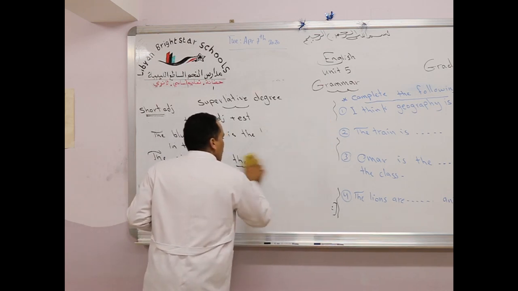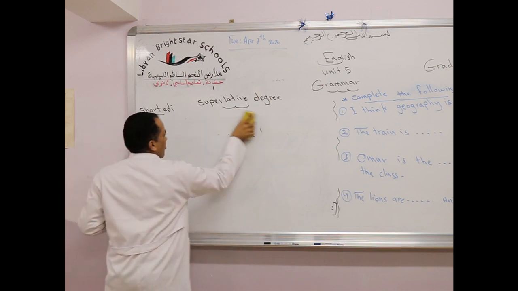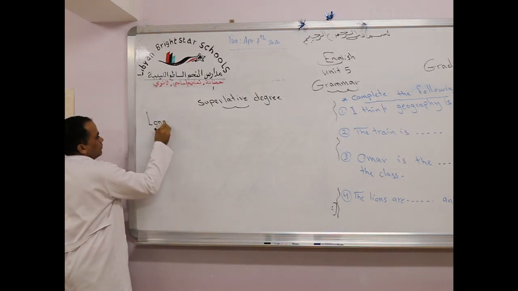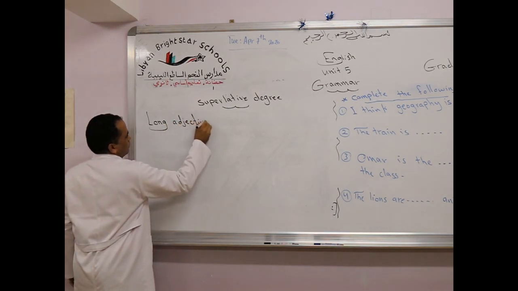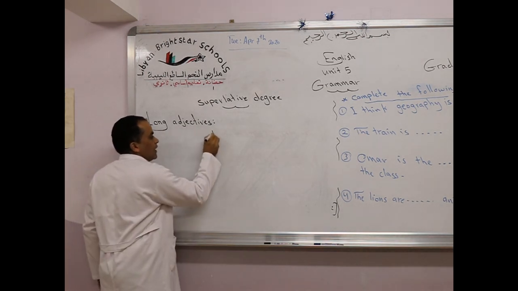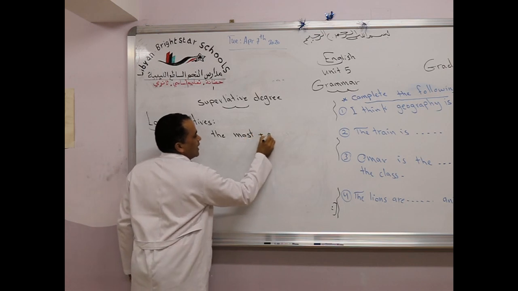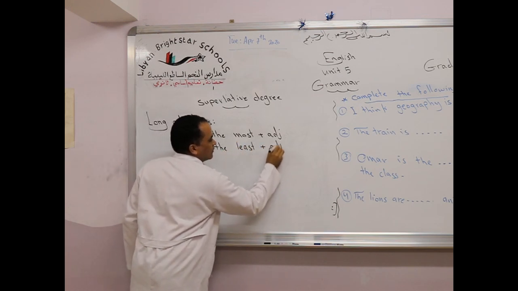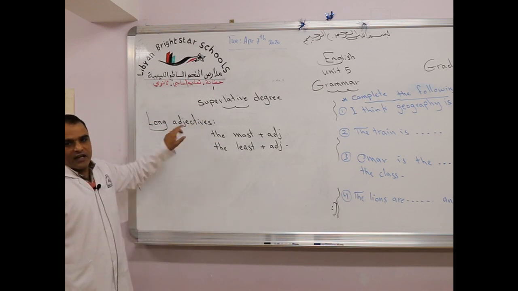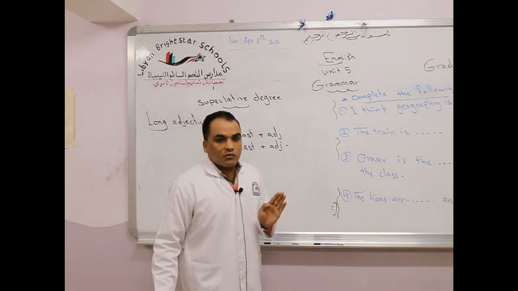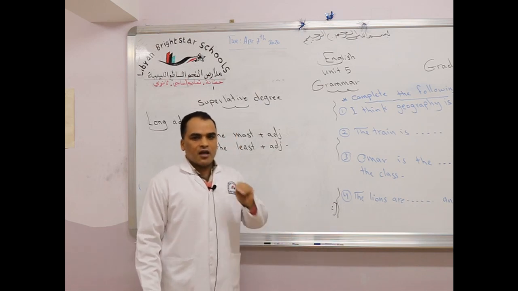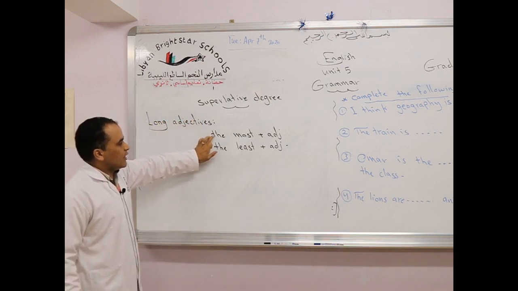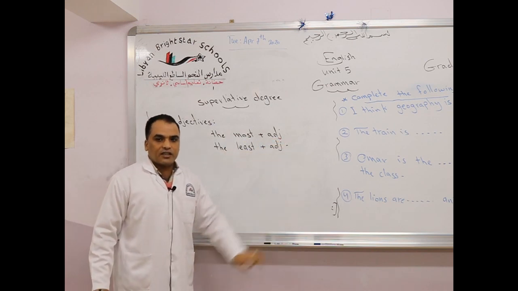With long adjectives, the form the most plus adjective or the least plus adjective is used. With long adjectives, an adjective which has more than one syllable. For example, expensive, important, dangerous, wonderful, boring, and so on. With long adjectives, the form the most plus adjective or the least plus adjective is used.